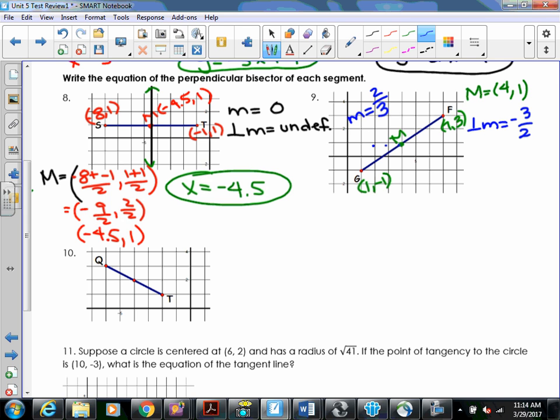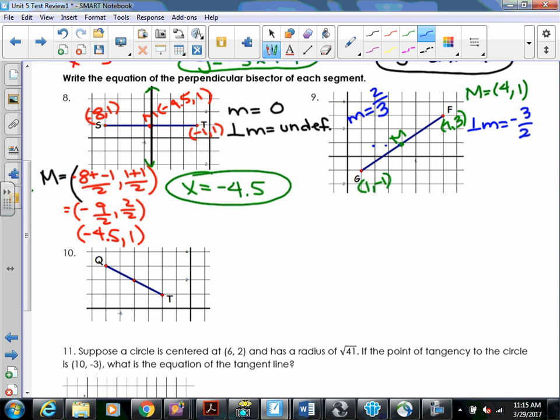Okay, so your midpoint is at (4, 1). And the perpendicular slope is negative 3 halves. Do you use the midpoint or the slope formula? Never mind. Okay, so we got our midpoint, that's going to be the point that we use, and we got our slope.